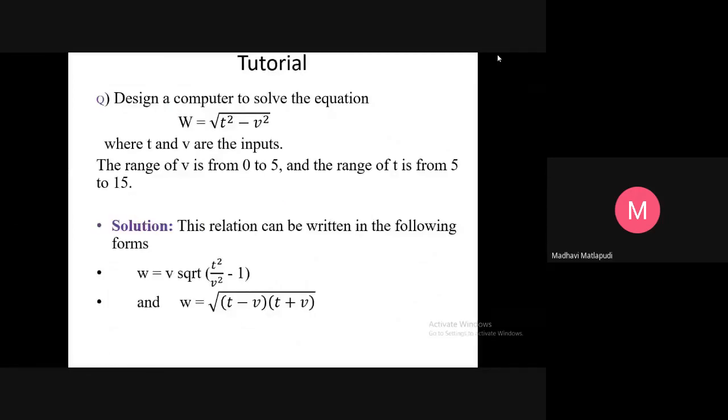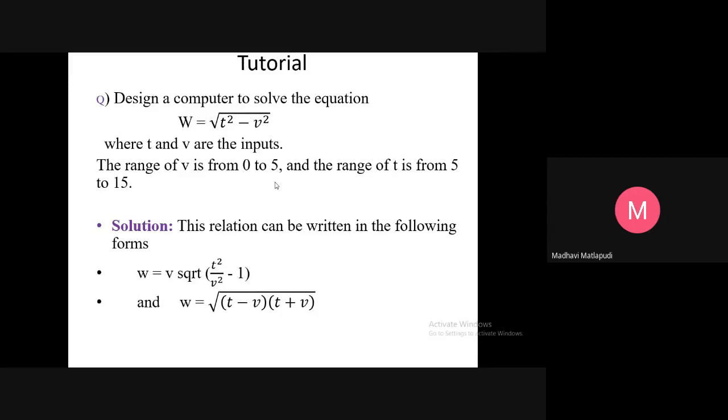Now, design a physical mechanism with mechanical components or models, which gives you an output of W equal to the square root of T square minus V square. Here T and V are inputs, and the range of V is from 0 to 5. And the range of T is from 5 to 15. Now how do you solve this?